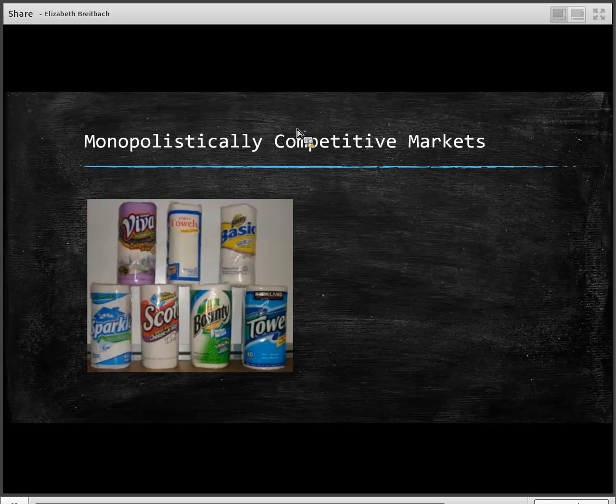And since these firms have the ability to differentiate their products, it allows for some control over prices. So firms can then say, my product is better than everybody else's, so you should be willing to pay a little bit more, a premium, for my product. And that's how we're starting to move away from that perfectly competitive market.